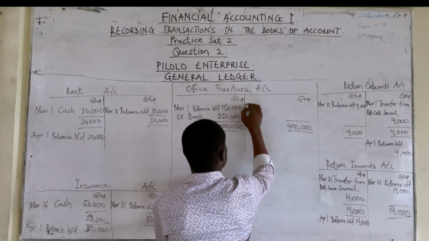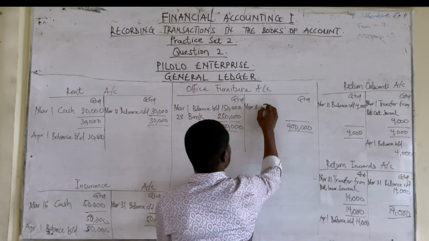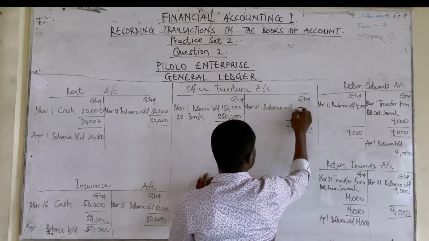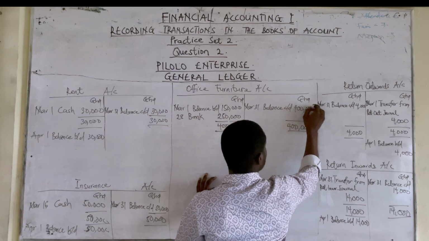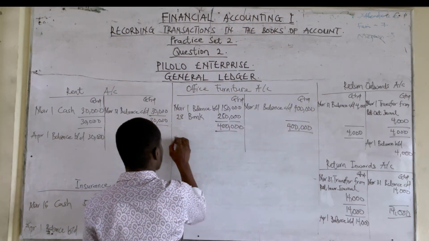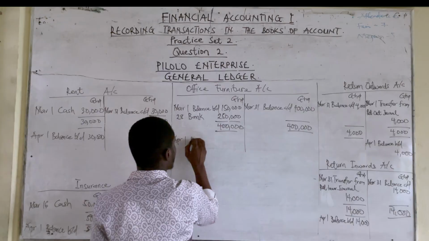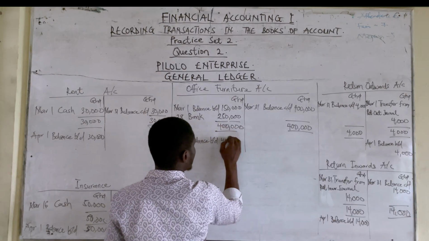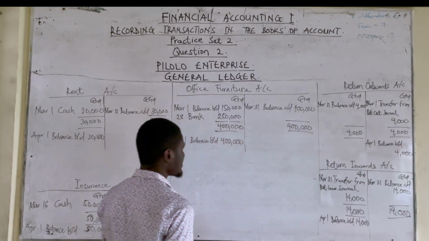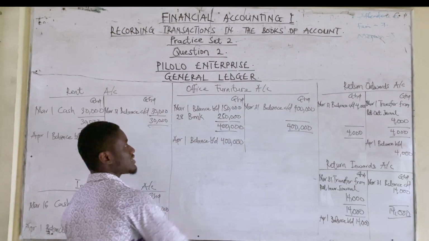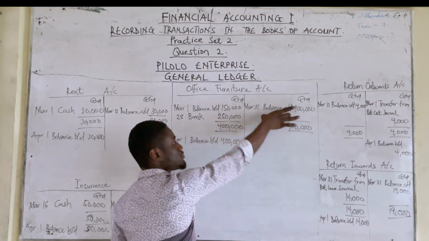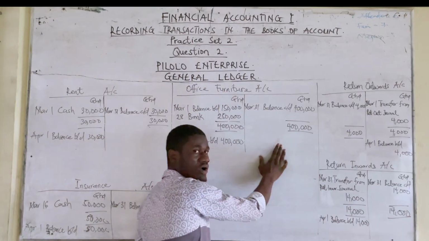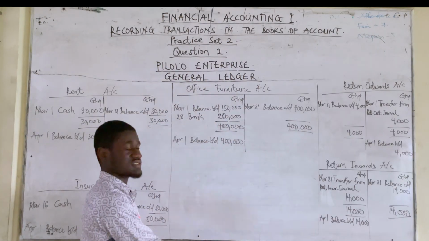Good. So March 31st, balance CD 400,000. And April 1st, balance BD 400,000. Okay. So the CD is always the same as the BD. Just that when the CD is at the credit side, it is brought down at the left side. When the CD is at the left side, it is brought down at the right side, which is the credit side.